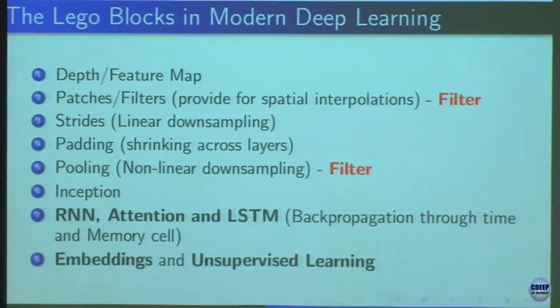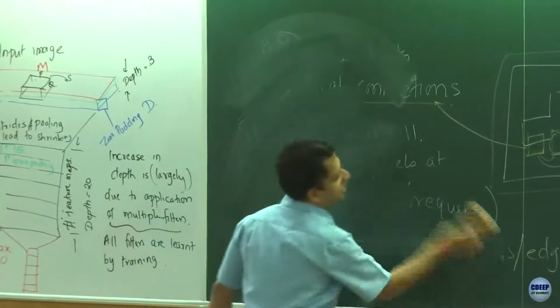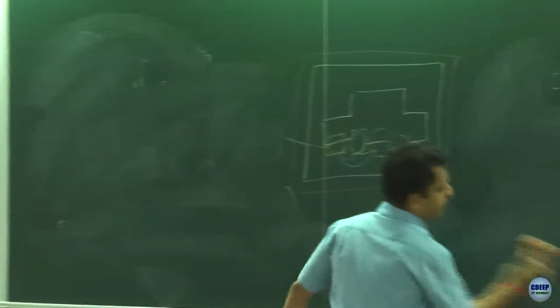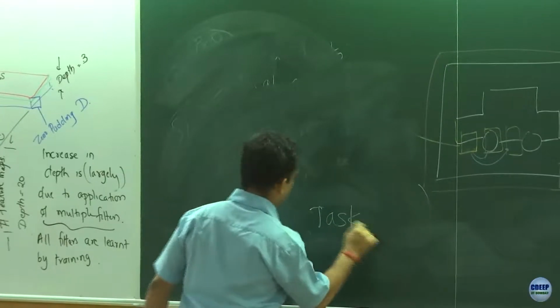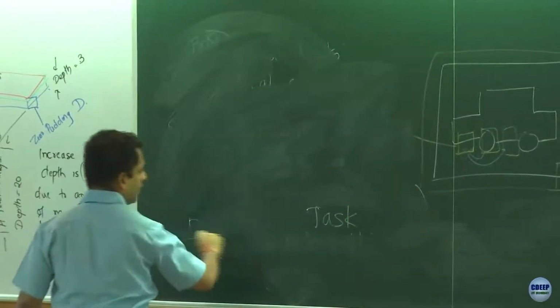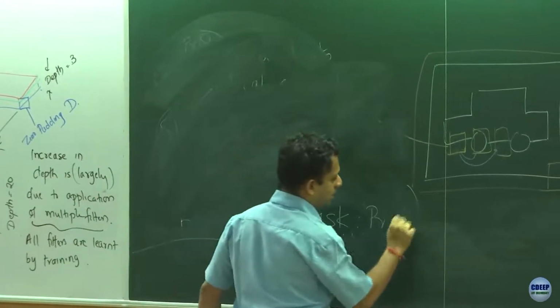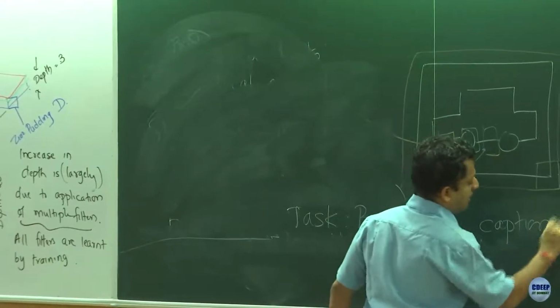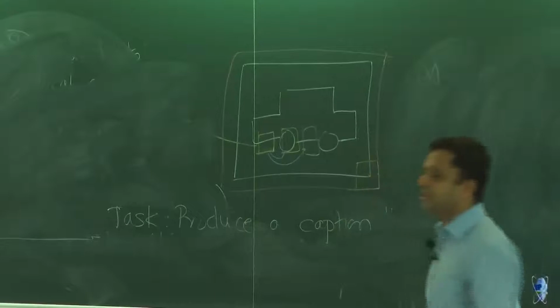So let's say I'm trying to not just predict the class label for an image, but generate a caption for an image. Let's say I give you this car image. You can use a CNN or whatever you want to model the input. But let's say my task was slightly different than just classification. Let's say the task was to ingest this image and produce a caption. So what would be a caption for this image?